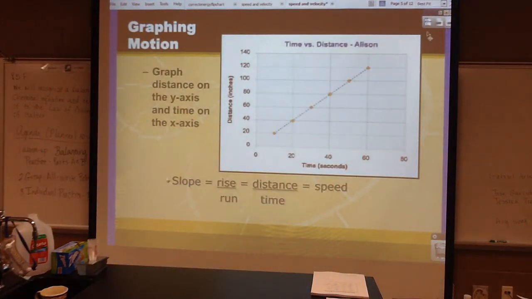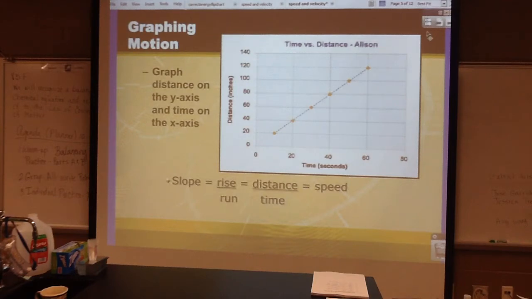When we're talking about motion, and speed and velocity and acceleration, all of it, you're always going to have some kind of graph involved. It's normally going to be a line graph because you're going to be looking at a change of distance over a course of time. And you always graph the distance on the y-axis and the time on the x-axis.